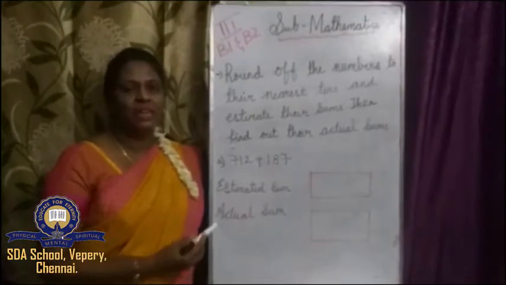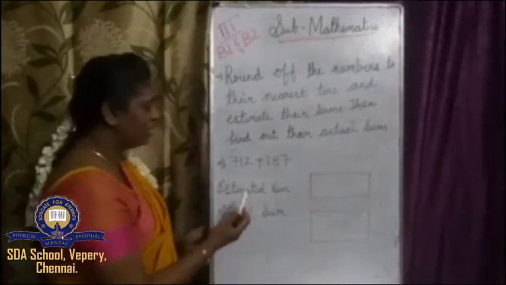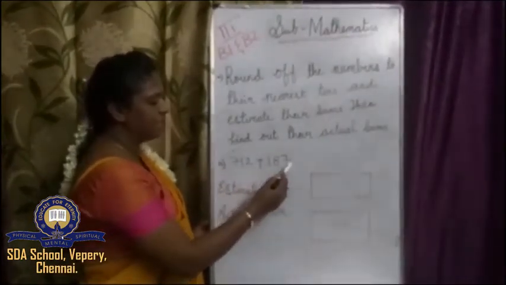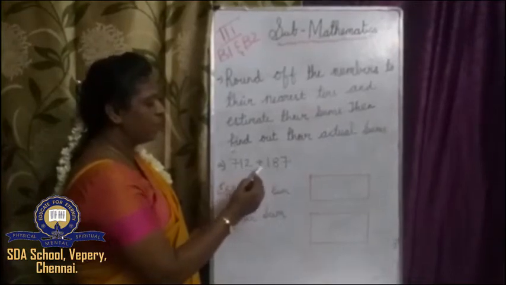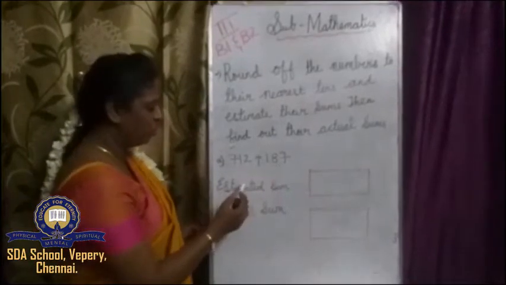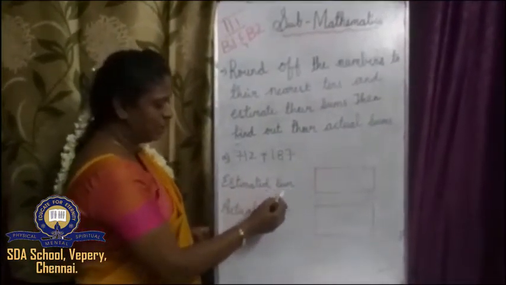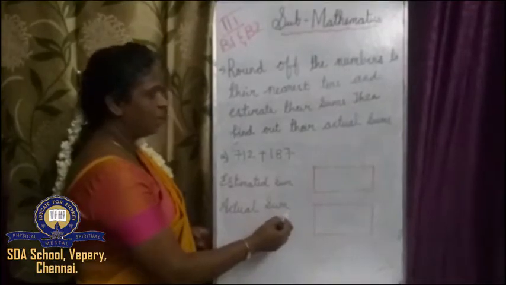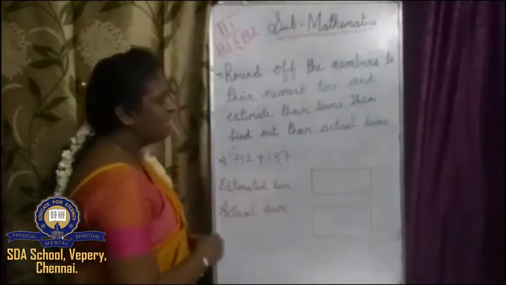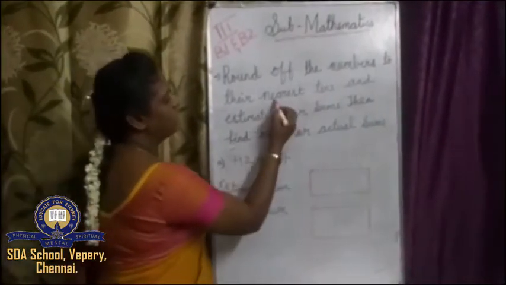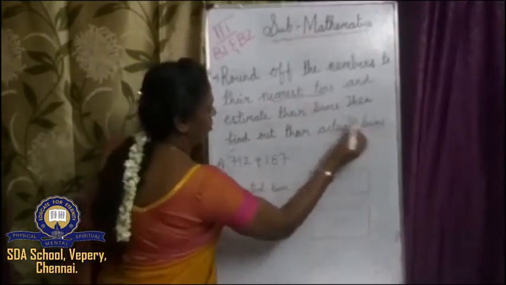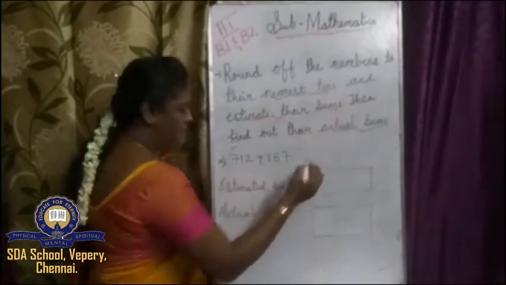Okay, children. Now let us see one more example. See here: 712 plus 187. What you have to do? First you have to find out the estimated sum. Then you have to find out the actual sum. Again I am reading the question. Round off the numbers to their nearest tens and estimate their sums. Then find out the actual sum.